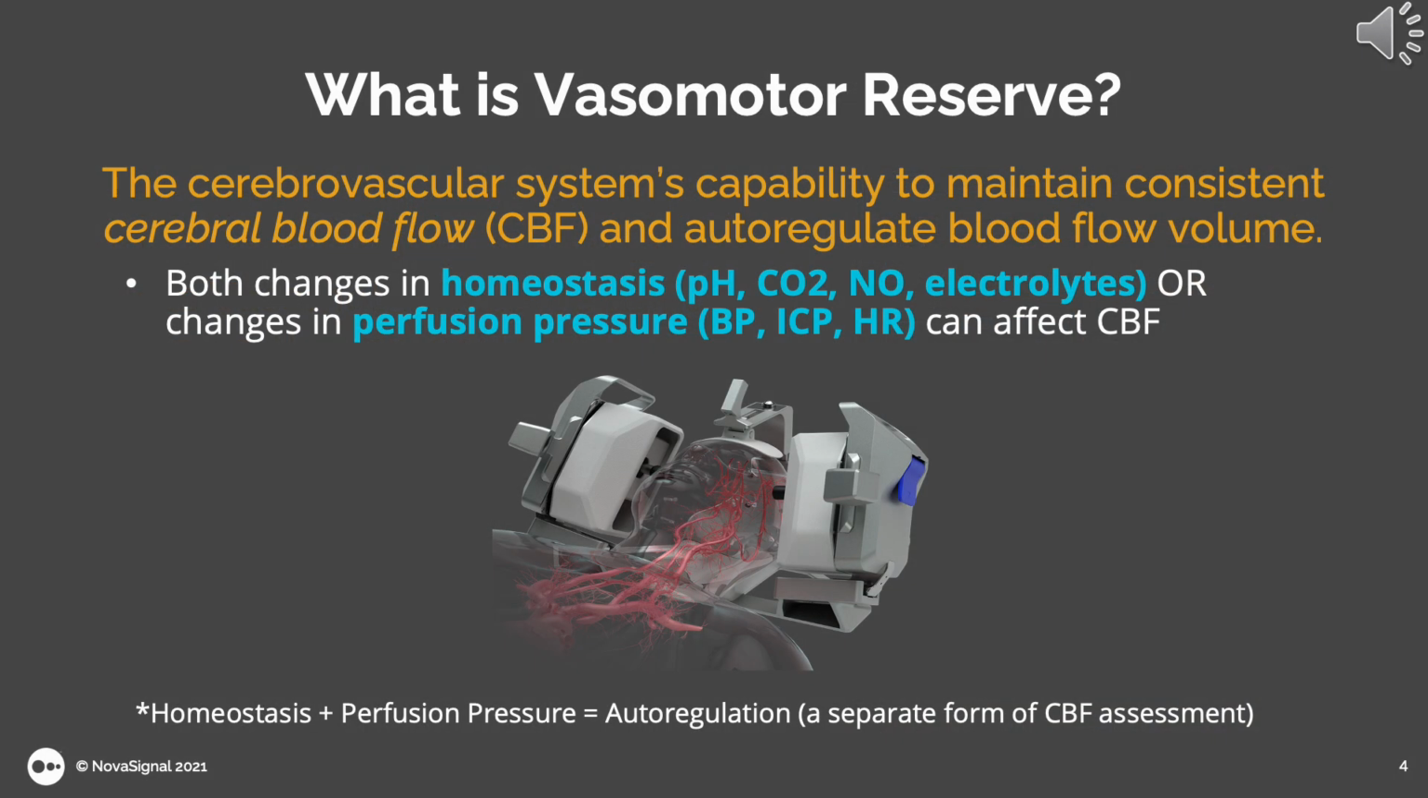What is vasomotor reserve? It is the cerebral vascular system's capability to maintain consistent cerebral blood flow and autoregulate blood flow volume. Both changes in homeostasis and changes in perfusion pressure can affect cerebral blood flow. For this lecture, we will focus on the use of CO2 to elicit the cerebral blood flow response. When you combine changes in homeostasis and perfusion pressure, that's an assessment of changes in cerebral autoregulation, a separate form of cerebral blood flow assessment that will be covered in a lecture later to come.